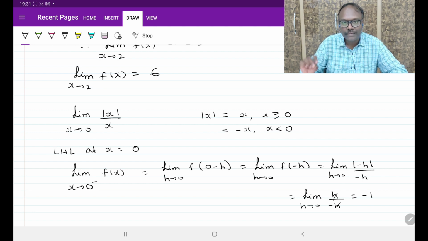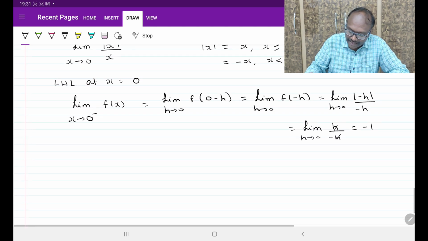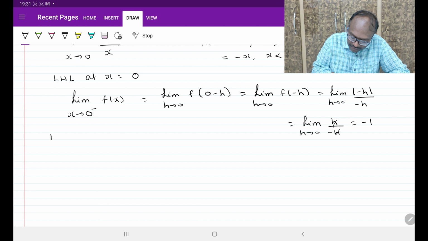As we know that h is a positive value, so minus h is negative, modulus of minus h becomes plus h, divided by negative h, so h and h gets cancelled and we get negative 1. So the limiting value of the function, if you observe, we found the left hand limit of the function is minus 1. Let's find the right hand limit at x equal to 0.